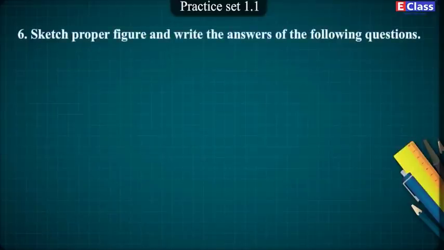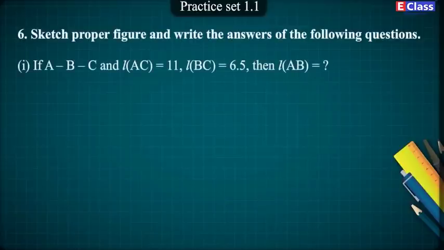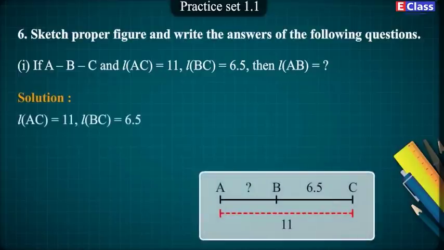6. Sketch proper figure and write the answer of the following questions. 1. If A-B-C and length of AC is equal to 11, length of BC is equal to 6.5. Then, length of AB is equal to how much? Solution. Length of AC is equal to 11. Length of BC is equal to 6.5.